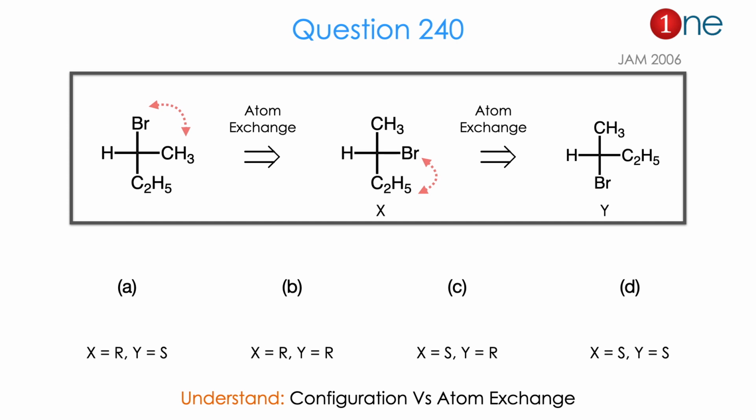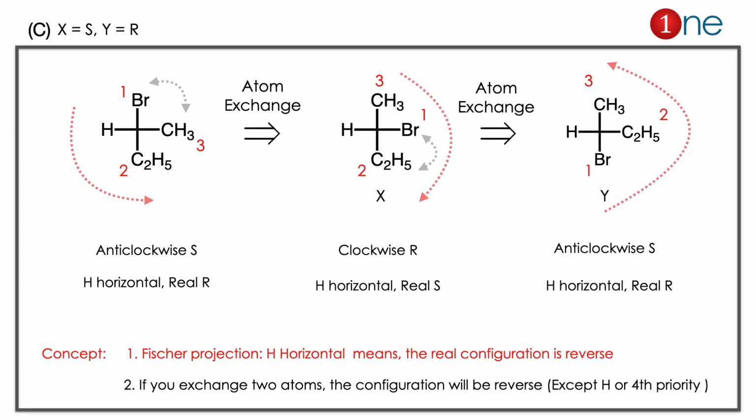So what happens with the atom exchange? From the 3 different structures and possible absolute configurations, you might realize the question is really about configuration versus atom exchanges. The answer is C. Let us see how. There are many ways to find it. Finding individually is a little bit harder, but we have to understand the concepts here. That is the idea of a concept question.